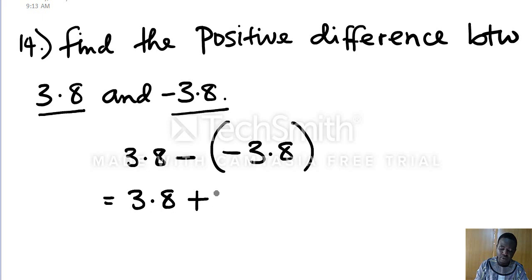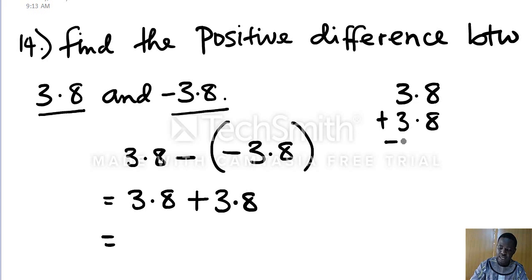So 3.8 plus 3.8. And when you sum these two together, let's do that here. This becomes 3.8 plus 3.8. 8 plus 8 is 16. Write down 6 and take 1. 3 plus 3 is 6 plus 1, 7. So 3.8 plus 3.8 becomes 7.6.